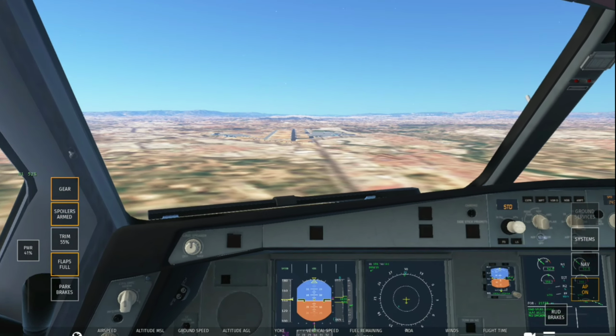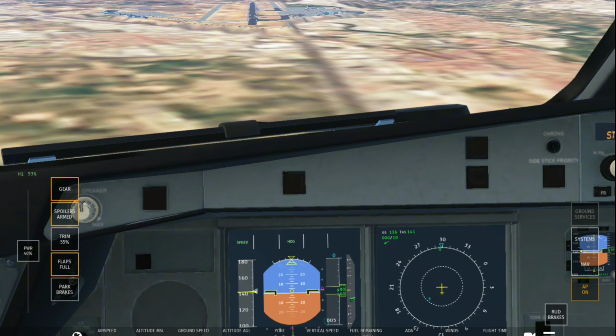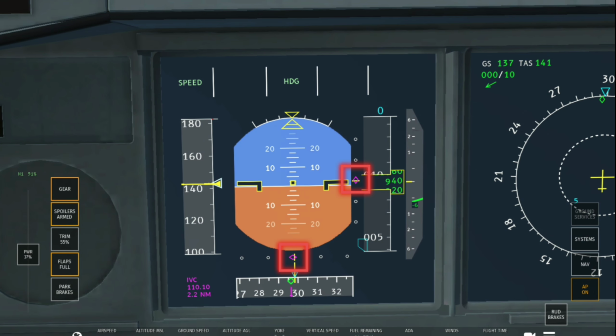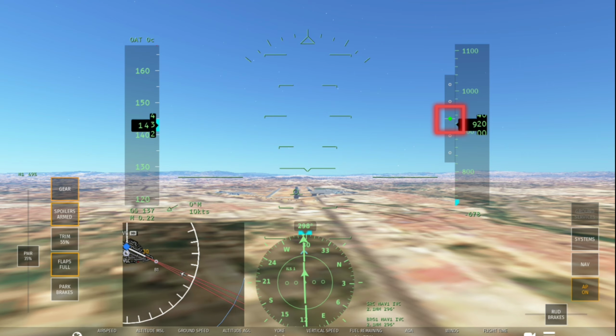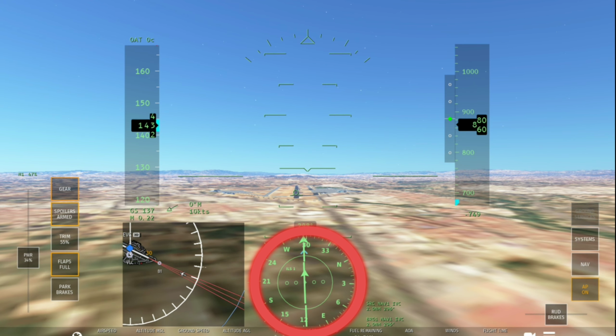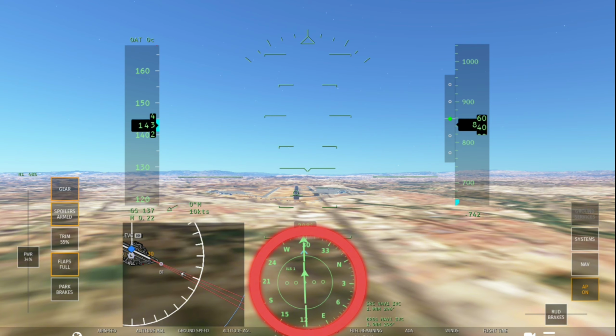Next is probably one of the most useful things to know in an aircraft. Those are what's called the glide slope. The diamond on the right is for indicating your altitude compared to the runway, and the one in the center is your center line to the runway.